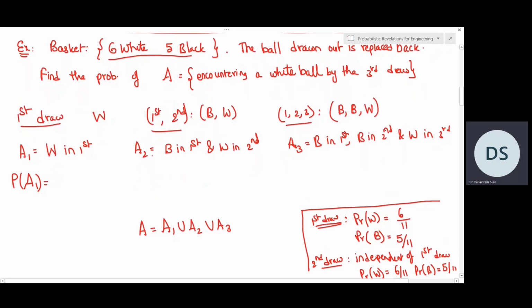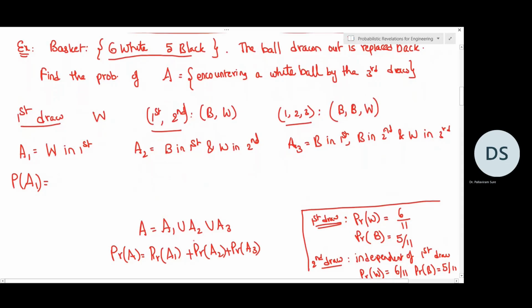So no two sets, A1 and A2, they don't have anything in common. So hence we can say the probability of A can be written as, since these are all mutually exclusive events, the probability of A1 plus the probability of A2 plus the probability of A3. So the probability of A1, if we see, is the event called white in the first draw. And the event called white in the first draw has a probability of 6 by 11. So this is 6 by 11.